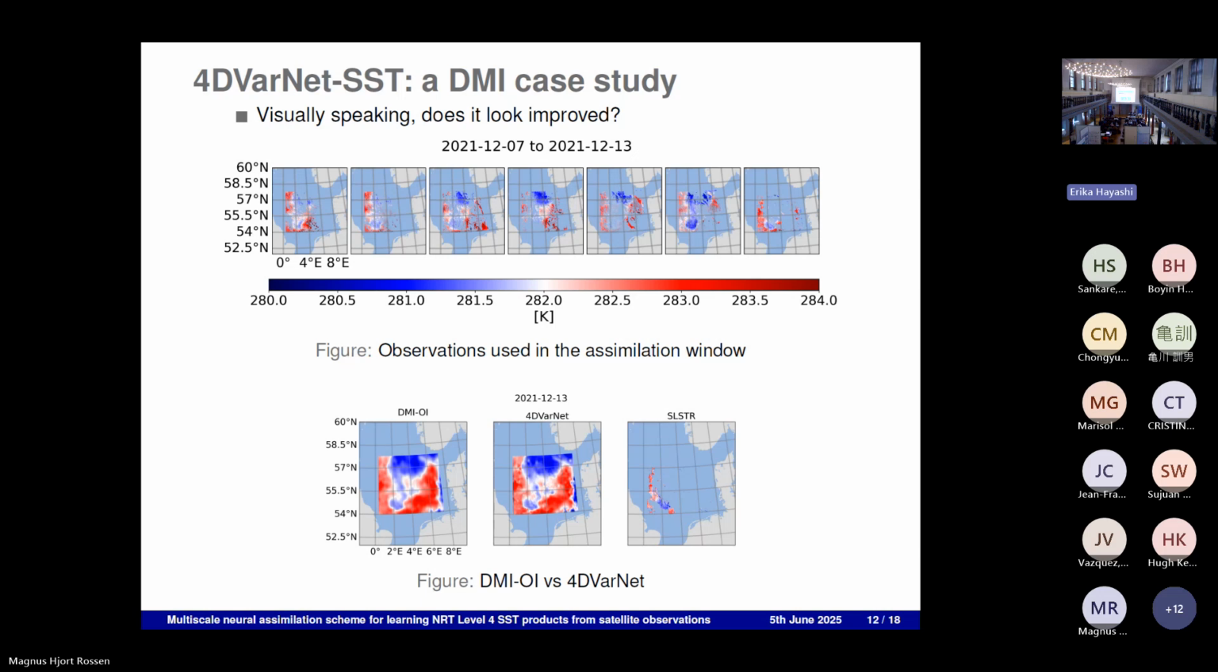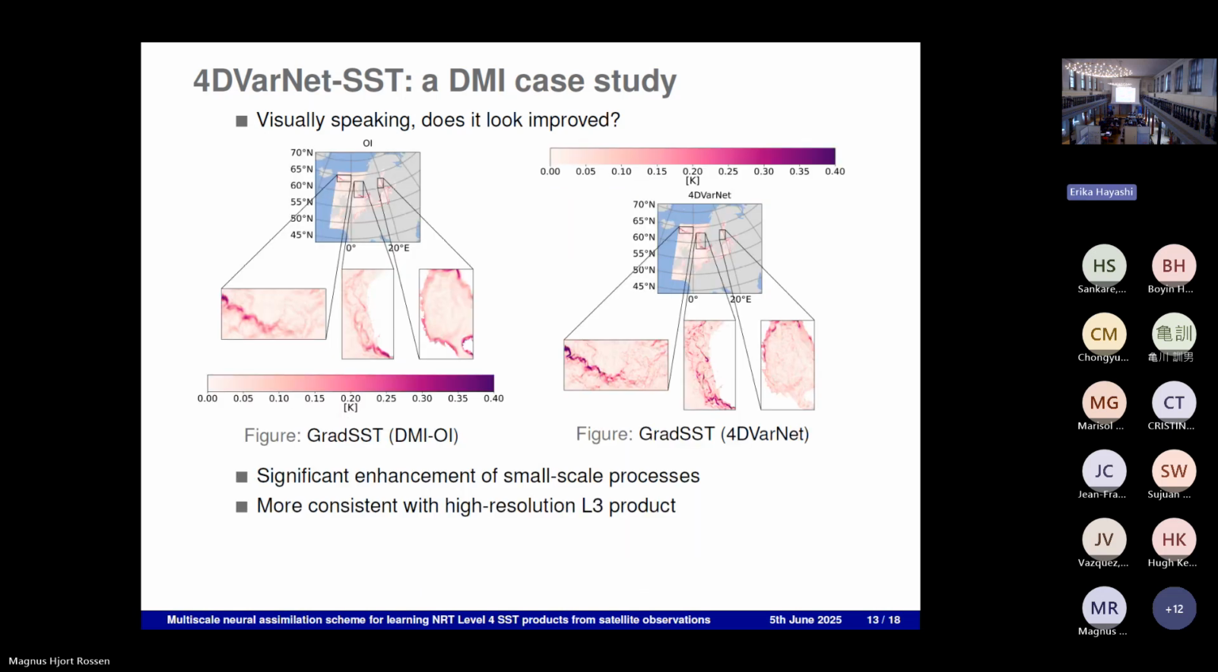And visually speaking, do these kinds of methods really improve the outputs of the OI scheme? On the top panel, you have the assimilation window we use, with the L3 product as inputs of the neural networks. And on the bottom, you have a comparison between the DMI OI and the algorithm that we developed, called 4D VarNet. You can see from there some retrieval of finer scale processes that you don't have in the DMI OI scheme.